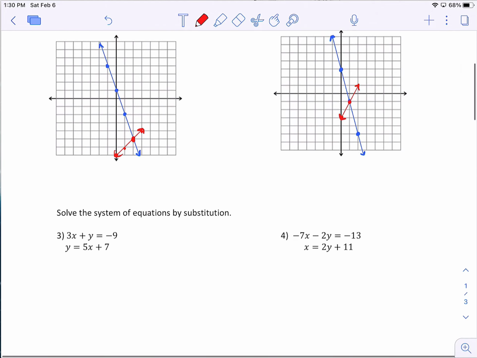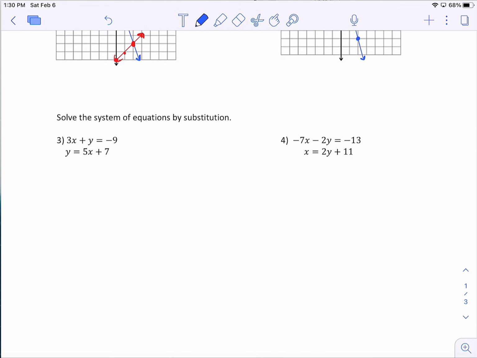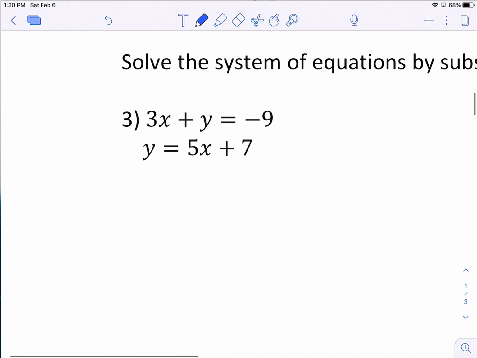All right, moving right along. 3 and 4, we got to solve by substitution. Both of these problems are set up really well for substitution. Here's what I mean by that. This is the only time I would do substitution: if one of my equations is solved for x or y and the other one is not. So for this one, I have y equals 5x plus 7, so I'm just going to go ahead and plug in 5x plus 7 for y and get rolling from there.